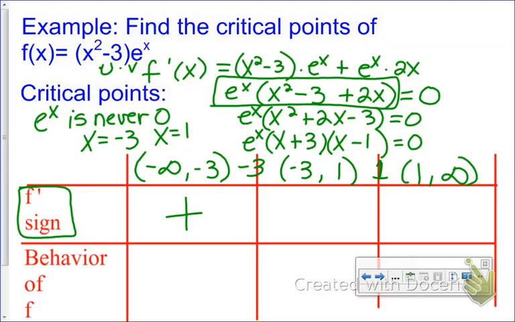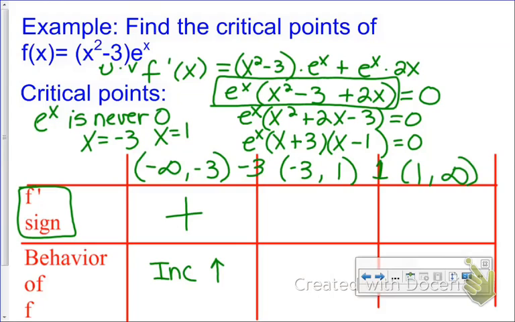So that means that the function is doing what there? Increasing. So one of the things you could do is put a little arrow up. That also means increasing. Some people use all symbols on their sign charts, and that's fine, as long as you know how to interpret them.